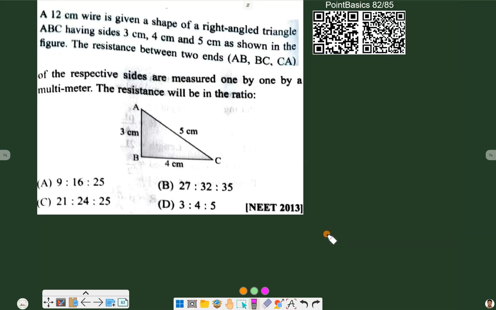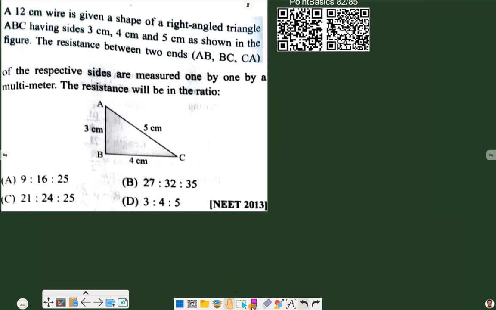Now in this question, we don't have the total value of resistance of the wire. So what we do, we assume a resistance per unit length equal to X. So AB wire will have 3X resistance, BC will have 4X, and AC will have 5X. So this will be 3X, 4X, and 5X. A, B, C.